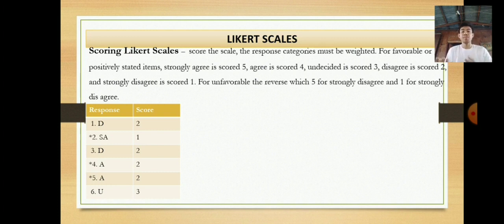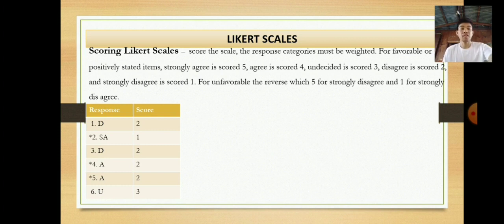So number 2, which is negative stated, strongly agree, which is 1. So makikita na natin dito, number 3 is D is 2. So disagree is 2. So dito sa number 4, negative stated siya, which is yung agree. Diba 5 for strongly disagree, 4 sa disagree, 3 sa undecided, and 2 sa agree kapag unfavorable or negative statement.